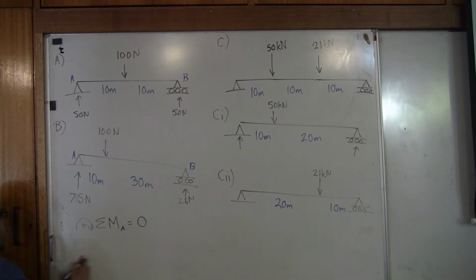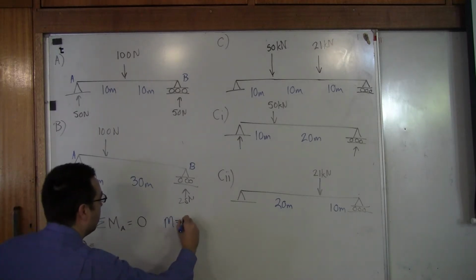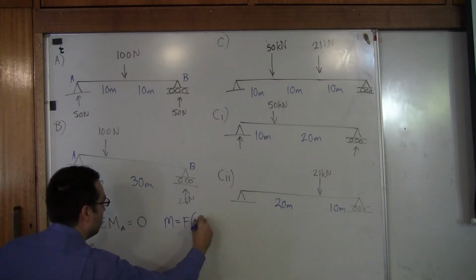Okay, so we're just going to write that formula now. We know that whatever we do, it's going to equal 0. So we're going to say 0 equals... Now, what is the formula for moment? Force times perpendicular distance. Moment equals force times perpendicular distance.